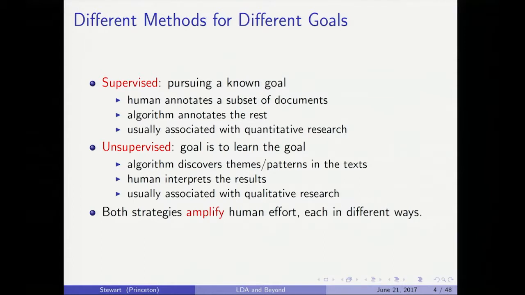So both of these strategies importantly amplify human effort, but in different ways. If someone tells you that they have a form of text analysis that does not involve the human at all, you should be deeply suspicious. It's one reason to be deeply suspicious of someone that says, I have a dictionary that just measures exactly what you want already, and you don't have to do anything. You don't have to look at the text, and you don't have to validate. All of these methods are about taking the work that you put in and force multiplying it.